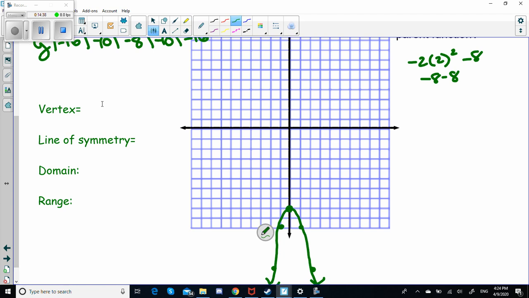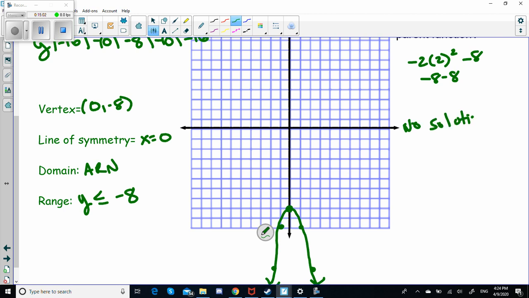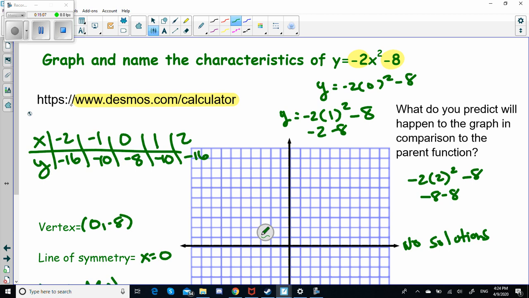So the vertex was 0, negative 8. The line of symmetry is x equals 0 because the y-axis is the fold line. The domain is all real numbers. The range is y is less than or equal to negative 8, because the parabola starts here at the maximum and drops down forever. And then it does not cross the x-axis, so there are no solutions or roots or zeros in this problem. Very good.